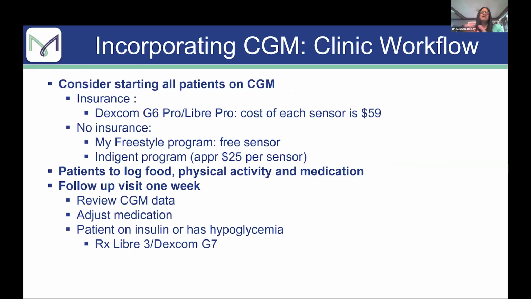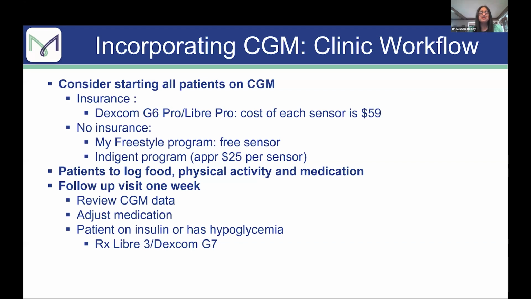So how do you incorporate CGM into your clinic workflow? I would suggest, if it's possible for you, to consider starting all patients on CGM at least once. If any of your patients have insurance, a Medicaid or Medicare or some kind of a commercial, then you could use a Dexcom G6 Pro or Libre Pro. The cost of each sensor is $59 and you can bill for it.